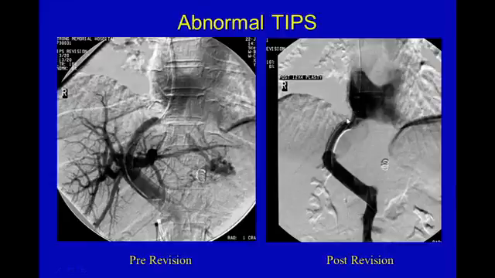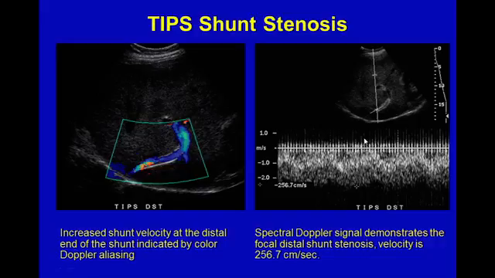After you revise the shunt, you can see that the stenotic area has been opened up nicely, and again, when you inject, all the blood flows through the TIPS, and the hepatic blood that otherwise was being opacified over here now is flowing towards the TIPS again and is no longer opacified.